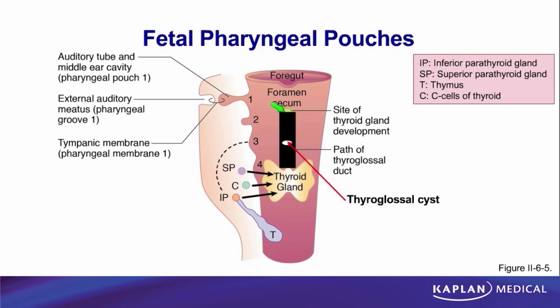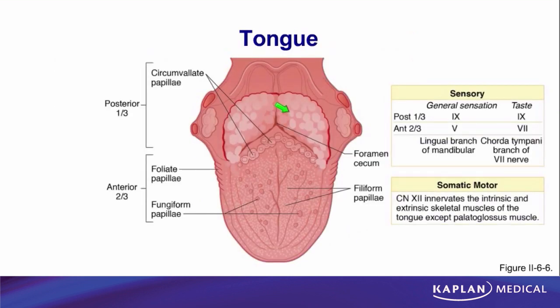The point of evagination from the floor of the pharynx, usually the only remnant that we see of that is a little pit in the midline of the tongue right there. It's called the foramen cecum. That's where the thyroglossal duct evaginated from, but now it's just a little blind-ending pit. We call it foramen cecum.